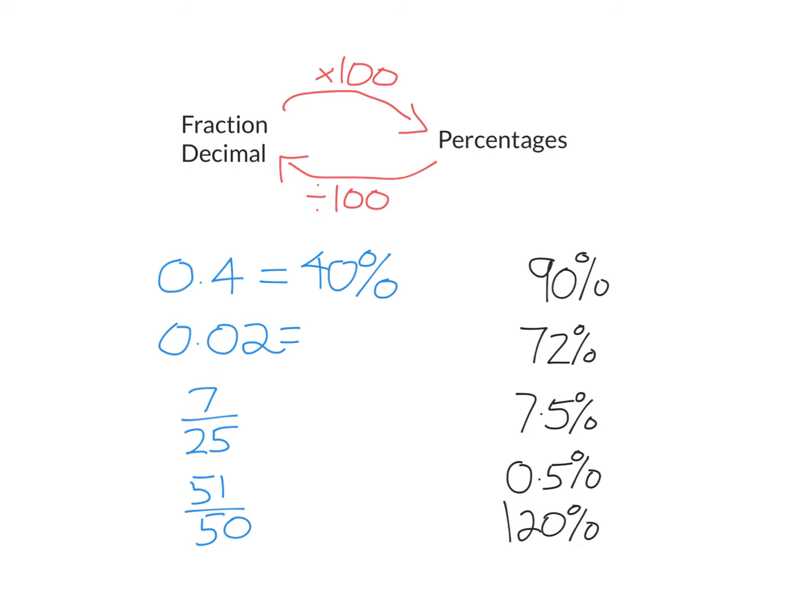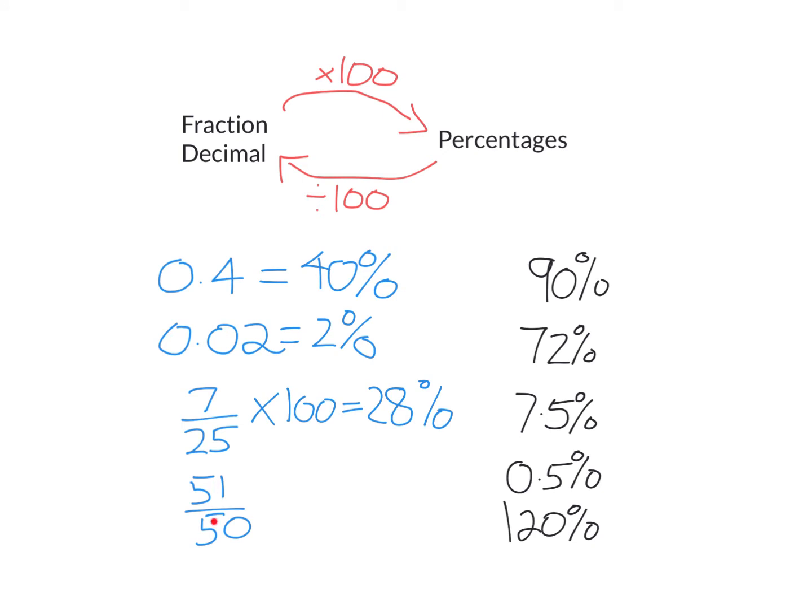If I want to convert this to a percent, I times by 100. 0.02 times 100 gives me 2. 0.02 and 2% are the same. So for 7 over 25, I just put that in my calculator, times by 100, and that is 28%. So if you got 7 out of 25 in a maths test, that would be 28%.